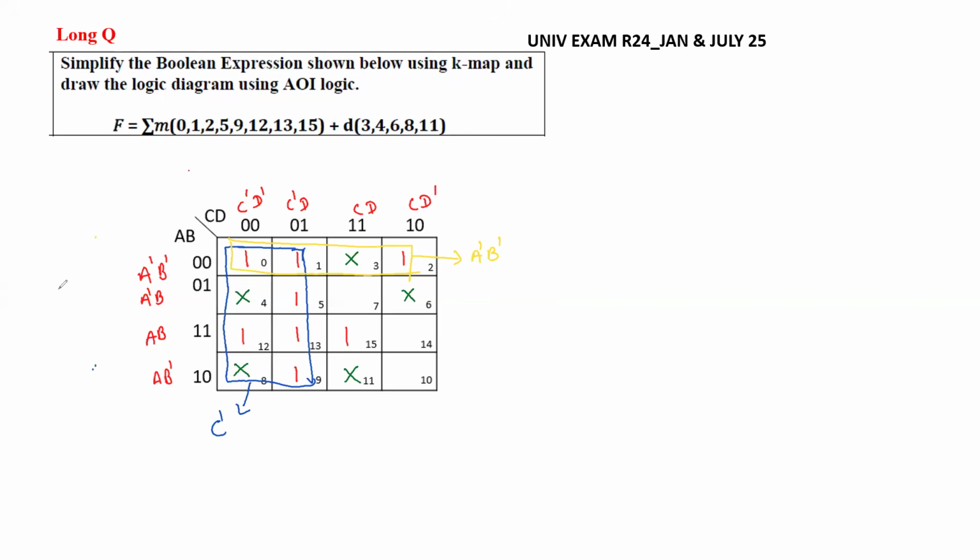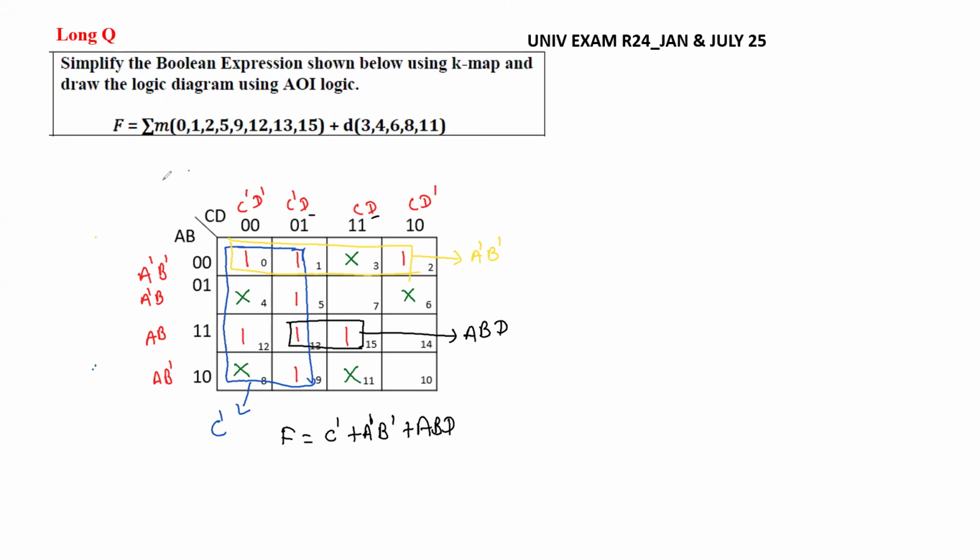Now still one min term is left, that is the 15th. So we'll make one pair here. If you are interested, you can make the pair with don't care also, but why unnecessarily include the don't care. For this, row wise common is AB and column wise common is D. So it is ABD. So finally this F is C dash plus A dash B dash plus ABD.